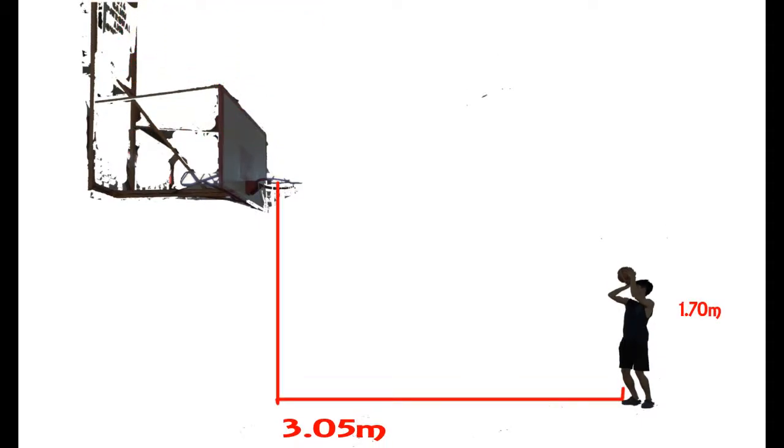Assuming that the distance of the ring from the ground is 3.05 meters and my height is 1.70 meters, while the distance of the ball from the ring is 5.08 meters.